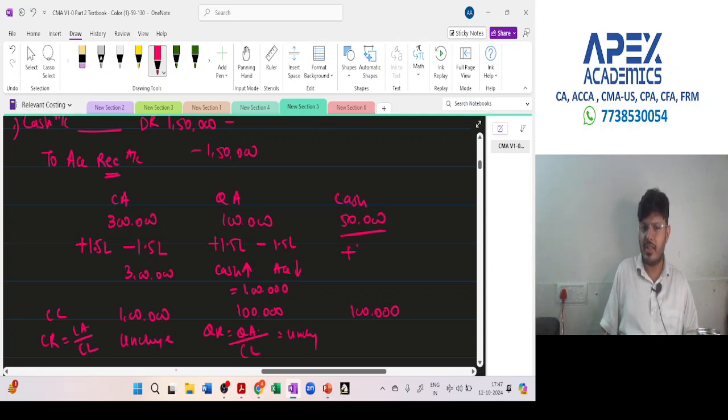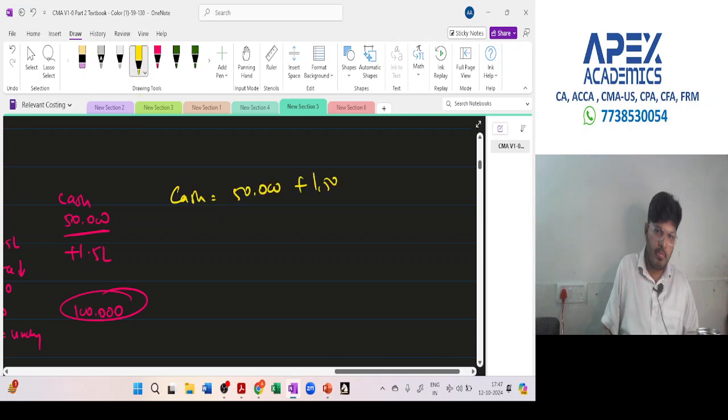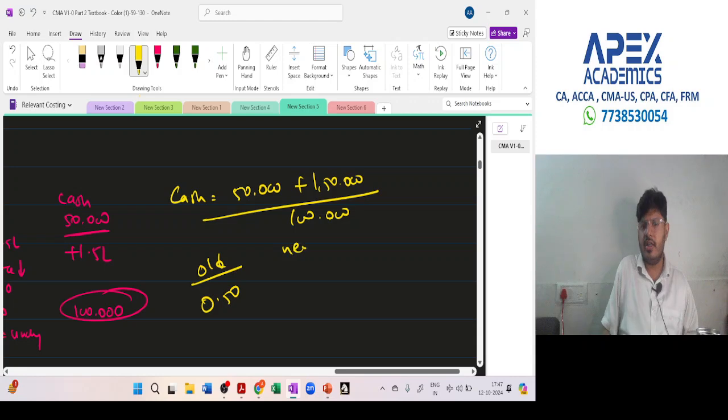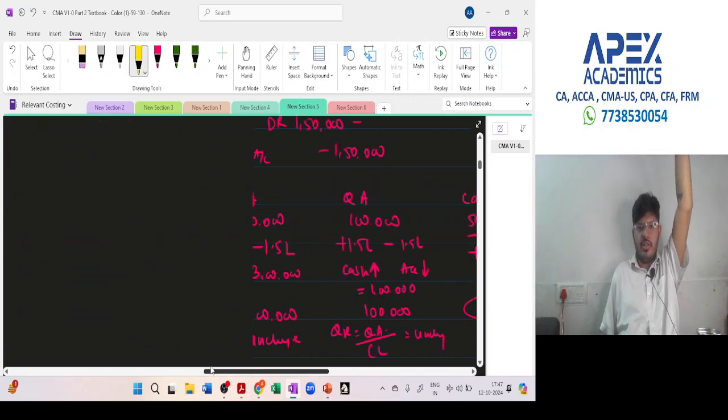ये मेरे cash assets थे. They have increased by 1.5 lakhs and my current liabilities are not moving. Therefore, now can I say that my cash assets have now become earlier 50,000 plus 1,50,000 upon 1 lakh, and now my old ratio, which was 0.5, the new one has now become 2.00. Agreed or disagreed? Yes or no? Please tell me that. Agreed. 100% we agree to this statement.